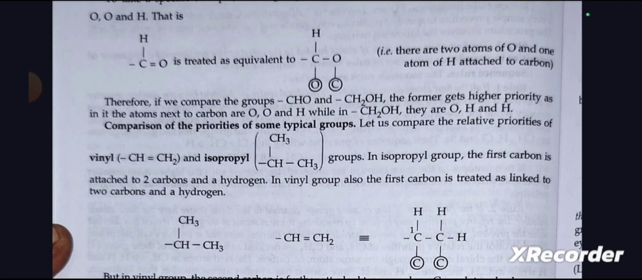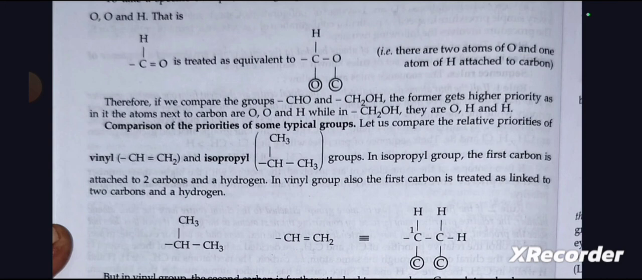Therefore, if we compare the group CHO and CH2OH, the former gets higher priority, as the atoms next to carbon are O, O and H, while in CH2OH they are O, H and H. Comparison of the priorities of some typical groups.